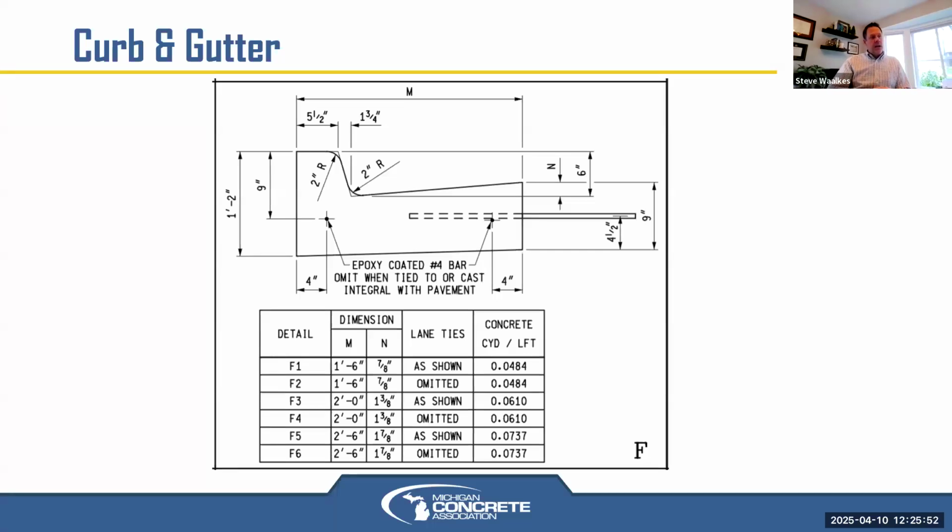What about curb and gutter? This is one of the MDOT standard details, as shown. F curb with gutter, then the width of the gutter pan, depending on which detail you choose, and then the number of that detail, depending on the width, and whether it's adjacent to asphalt or concrete. So no lane ties if you're adjacent to asphalt, and those are the even numbers that would be specified. If it's tied to concrete, it would be the odd numbers, and then the joints would have to match the joints in the slab.